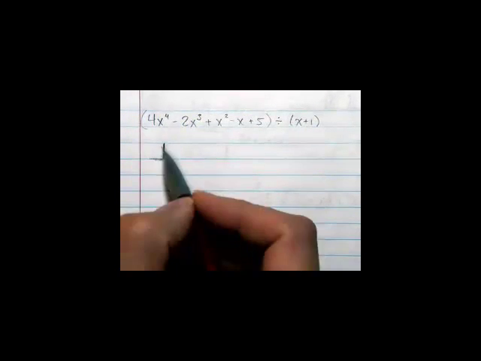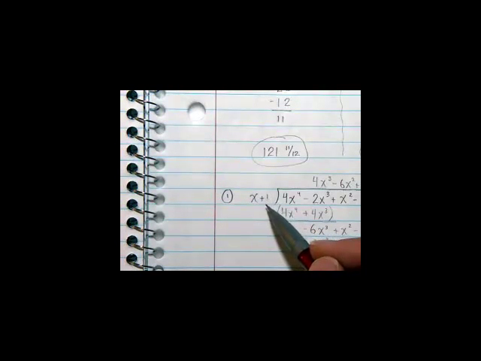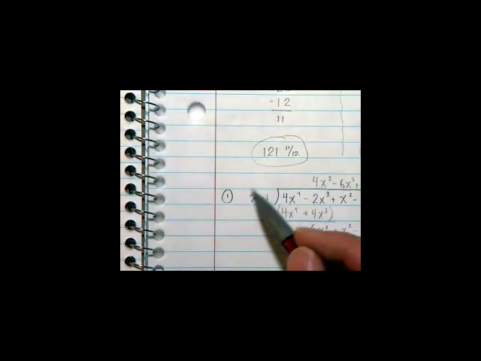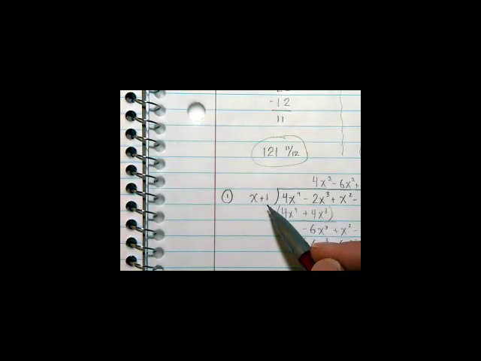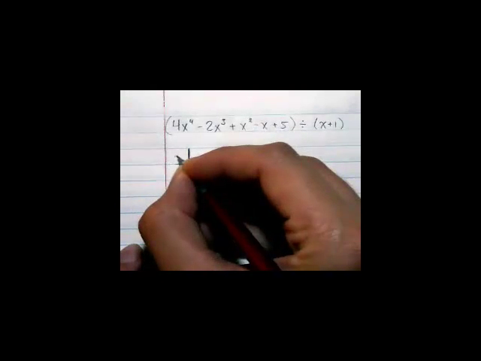And in that box is going to go what we had in this part of our division, so our divisor. But instead of x plus 1, what goes in that box is the number that makes this 0. So what number, when you plug it into x plus 1, makes it 0? Negative 1. Okay. So in that little box, we're going to put negative 1.